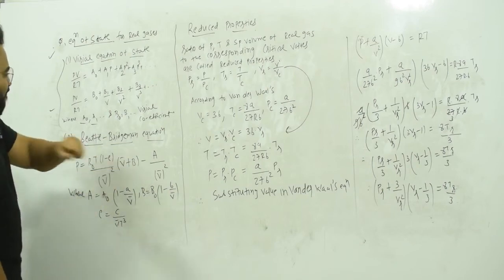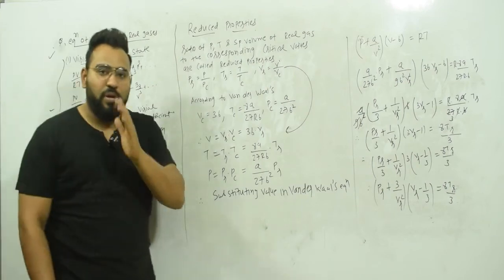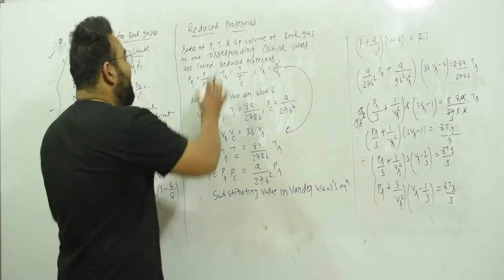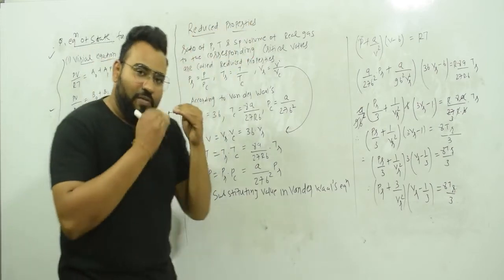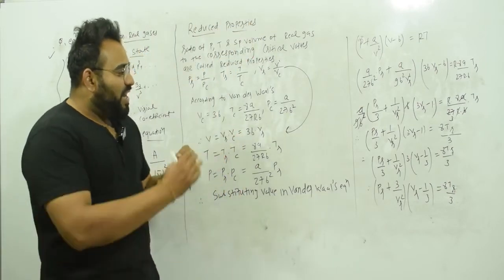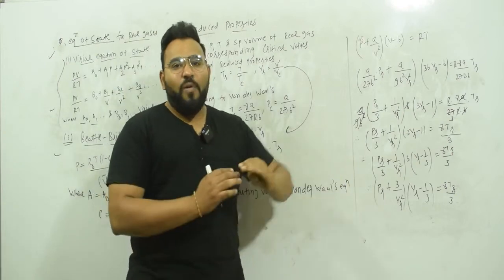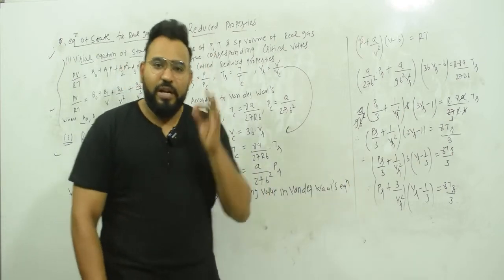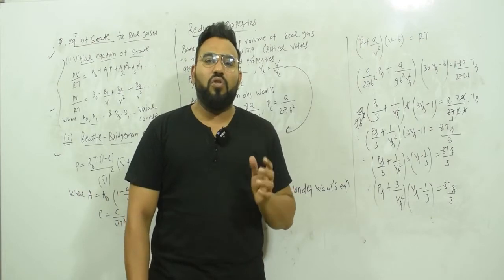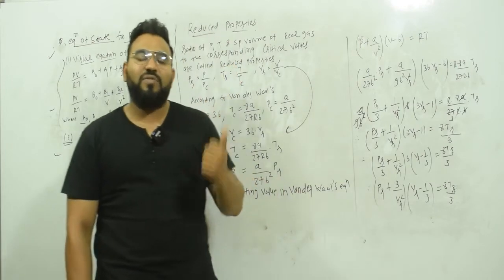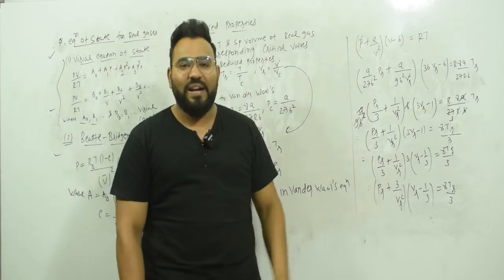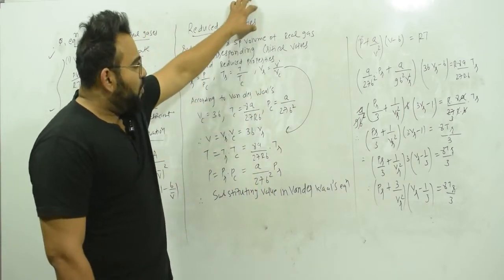Okay, so now let's move on to the very important topic for the GTU examination, which is reduced properties. The reduced property is just an extension of the van der Waals equation, so it is very important that you know what the van der Waals equation is. Those who haven't seen the previous video on the derivation of the van der Waals equation, first go there and see that. This is a very important topic.